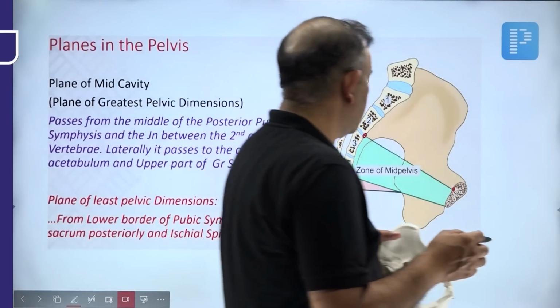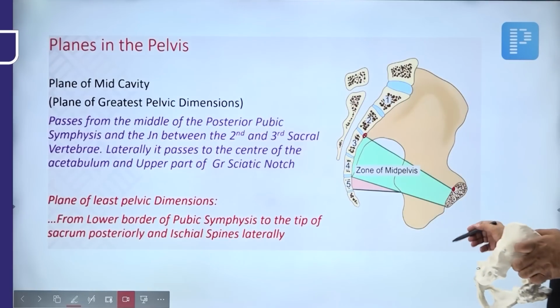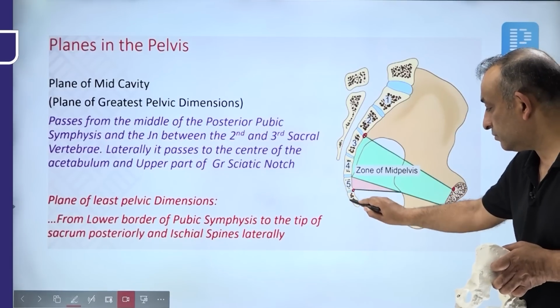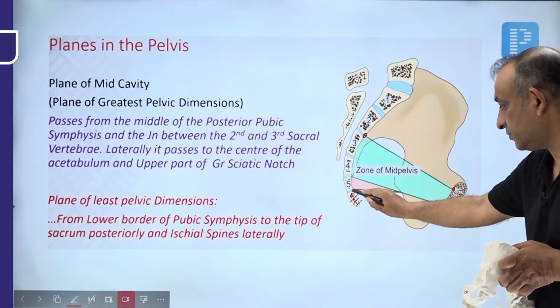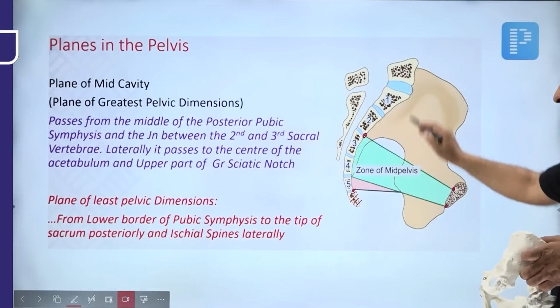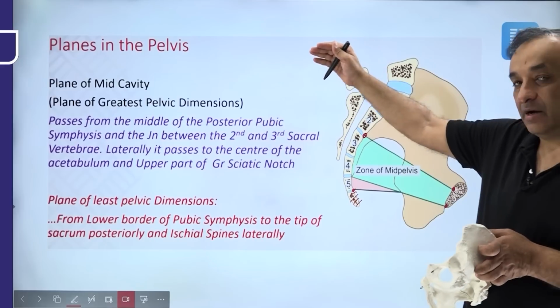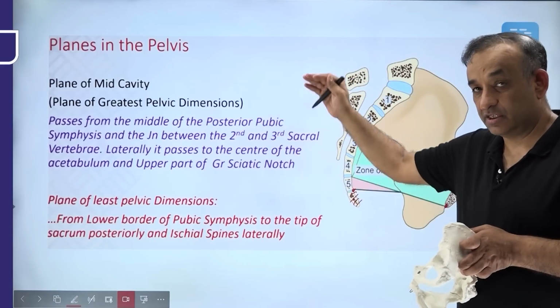All right. So that's what is written here also. So least pelvic dimensions here from the lowest part here to the tip of the sacrum, not this coccyx. We are not talking coccyx, tip of the sacrum. So this is the zone of the mid pelvis. All right. The area between the greatest pelvic dimensions to the least pelvic dimensions is the zone of the mid pelvis.